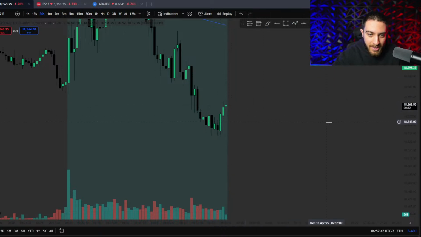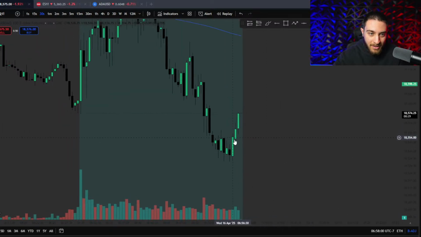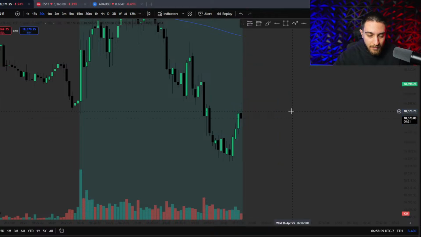Okay. We're getting that pullback. Nice, healthy pullback. Not too strong. All we're waiting for is a bearish momentum candle. Ideally, I don't want this to fly all the way up here. Like max this much. And then a bearish momentum candle, and I'll take it.